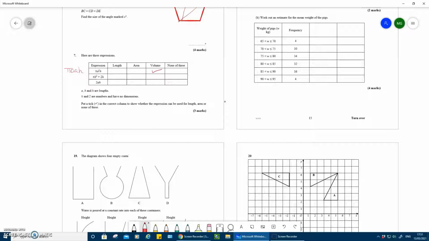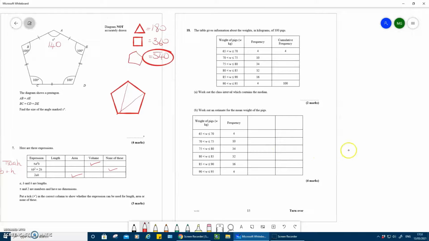This one, we've got pi, which is nothing. We've got b times b, so it's two lengths, that's an area. And we ignore the numbers, we've got an h. Single letter, so that's a length. So we've got an area plus a length. That's none of them. And the last one, we've got a times h, two multiplied together, so it's an area. Remember, you can ignore the numbers, because we're looking at units, we're not looking at how big the units are.